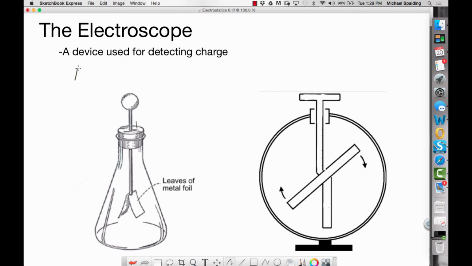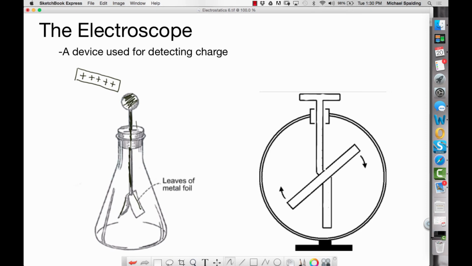If you bring a rod up to this electroscope, so this is metal right here, the metal goes all the way through and then down into here. These are metal foil. So if this rod is, pick one, plus or minus, doesn't matter, let's say it's a positively charged rod. So here we have a positively charged rod like this.